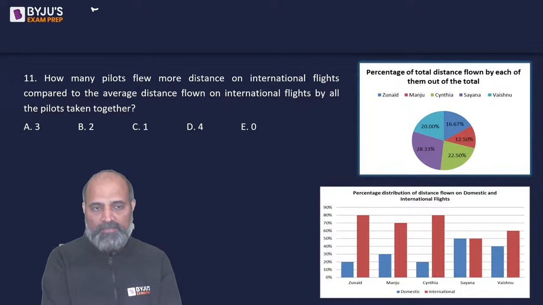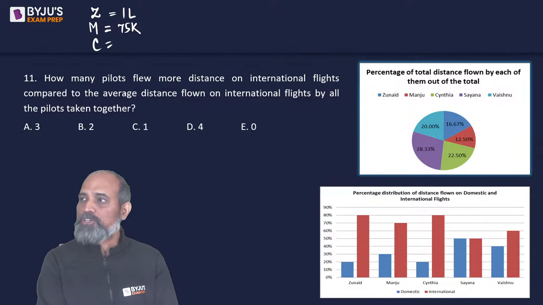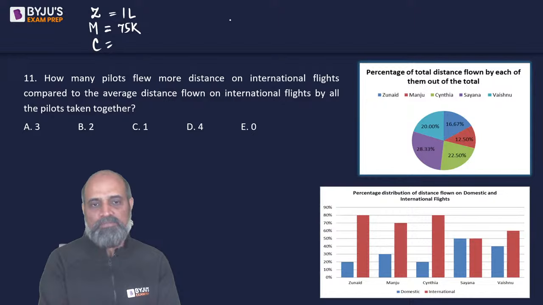एक एक करके चलते हैं. Zunaid has covered 1 lakh kilometers, right? Then we have Manju. Manju has covered 1/8 of 6 lakh. आधा 3 lakh, आधा 1.5 lakh, और आधा 75,000. Okay, if you talk about Cynthia, Cynthia is 22.5, so that is 9/40 of 6 lakh. यही है ना?